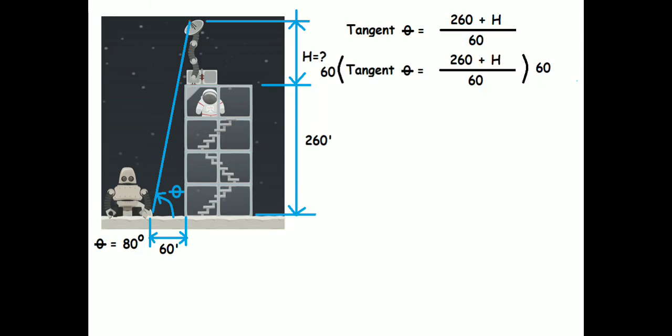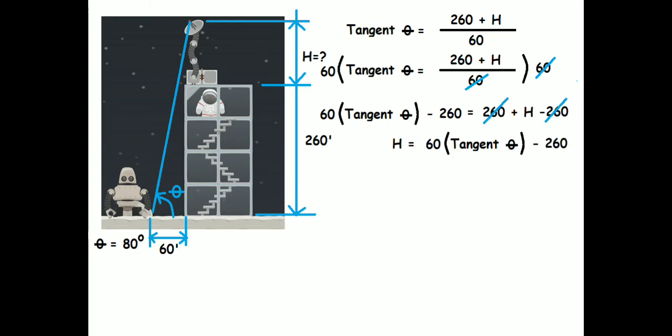To find the equation of unknown h, multiply both sides by 60, then subtract 260 feet from both sides. Furthermore, the equation will now become h is equal to 60 feet times tangent theta minus 260 feet. Since the angle of elevation from the foot of the robot to the top of the satellite disk is 80 degrees, the height of the aforementioned satellite disk is equal to 80.27 feet.